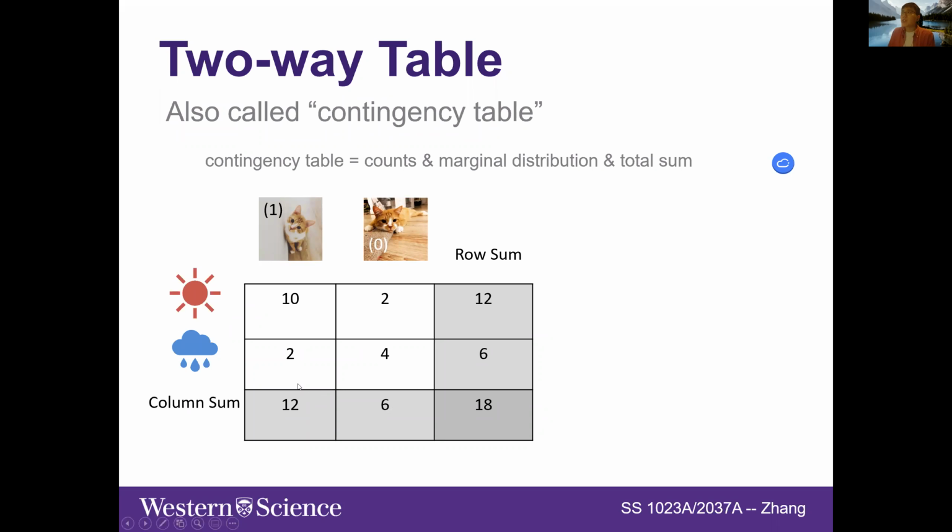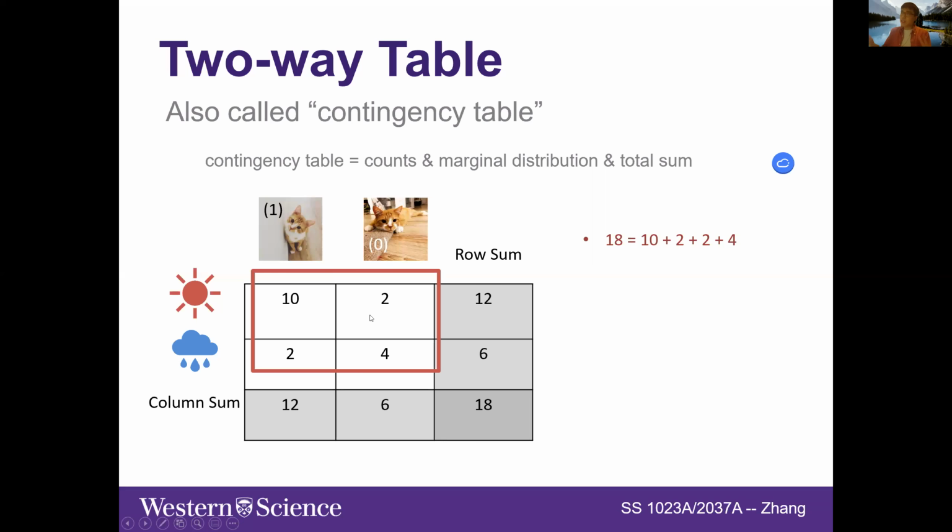After discussing the marginal distribution, we can introduce the most important concept for today, which is the two-way table. The two-way table is frequently used by non-statisticians, and statisticians more frequently use the term contingency table. Basically, a contingency table refers to the combination of our original 2 by 2 table and its two marginal distributions. Additionally, we include the total sum, which is the sum of all the elements in our 2 by 2 table.